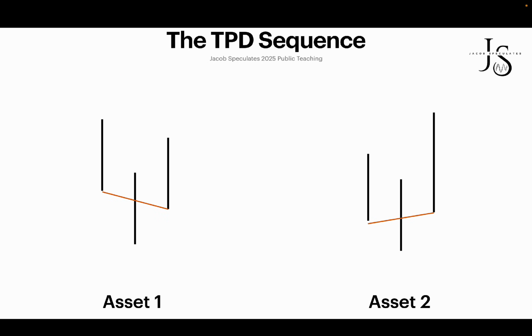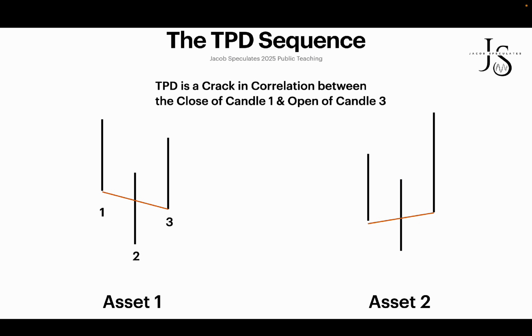And this is the TPD sequence. So TPD is a cracking correlation between the close of candle 1 and the opening of candle 3. So the entire sequence is made up of 3 candles. You have the first one, the second one, and the third one. And you aren't going to know immediately right away if a TPD is valid until that third candle opens up. So if a TPD forms on the daily time frame, then that can give you insight on whether or not a day will expand and which direction it is likely to expand towards. This is how you really find explosive moves in price action.